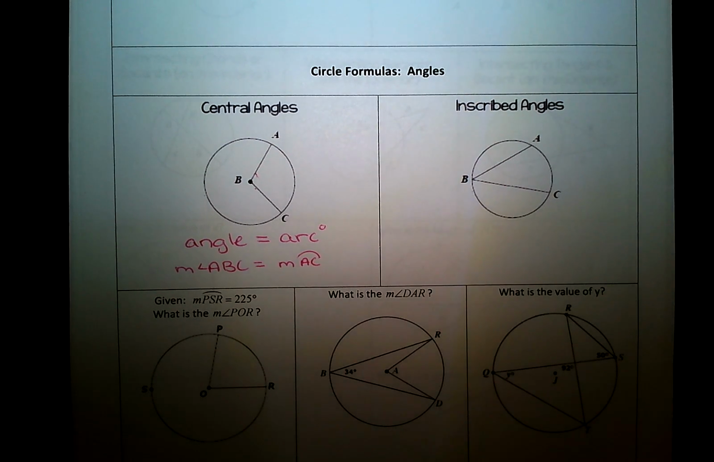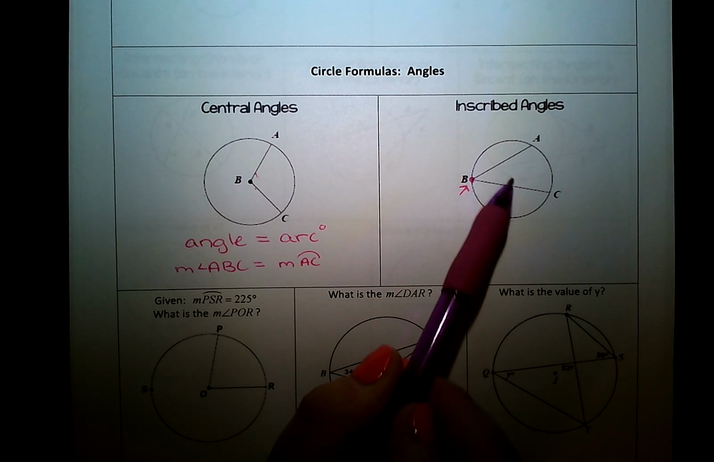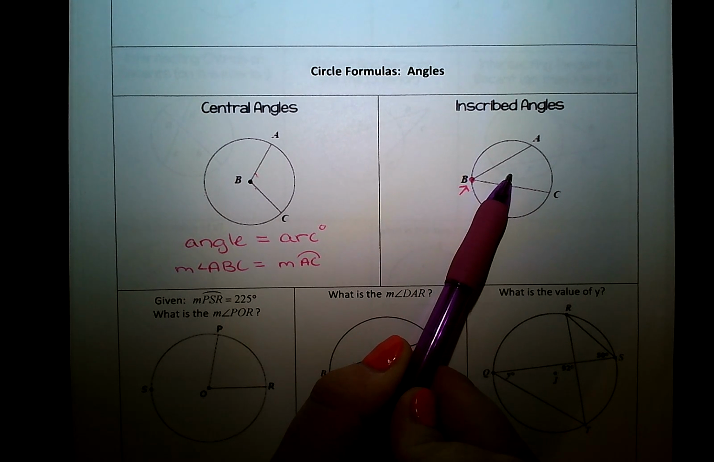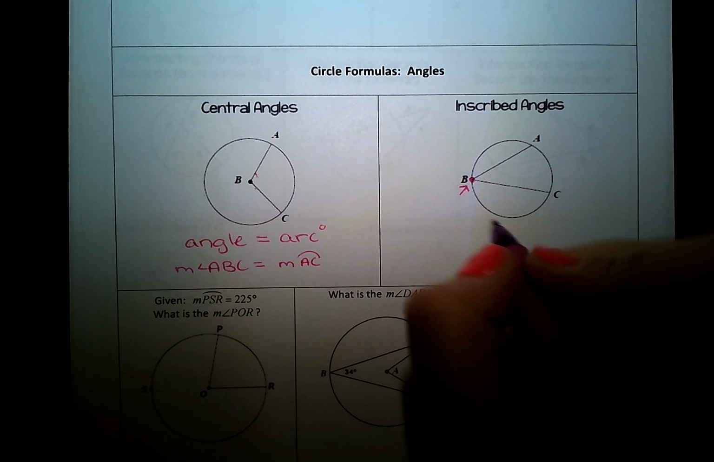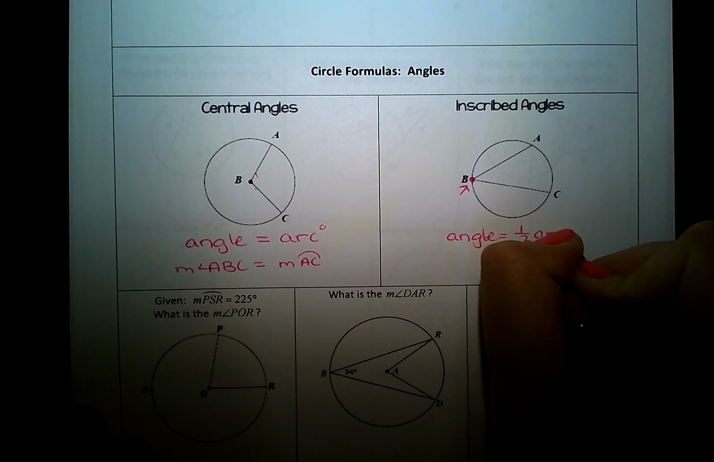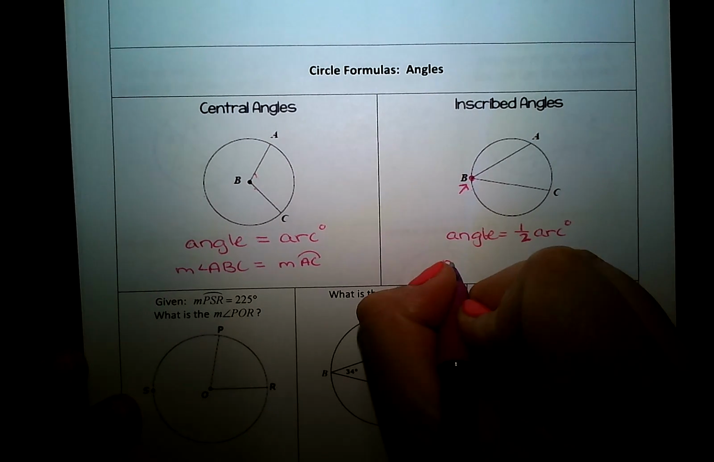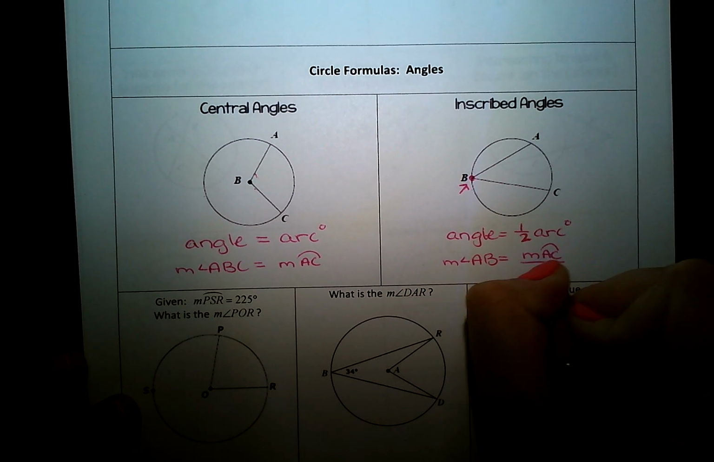Another fairly simple formula to know is the inscribed angle formula. An inscribed angle is an angle where the vertex is on the edge of the circle. Look at where that vertex is. It's on the edge of the circle. So if the center is about here, this vertex has been stretched twice as far to be attached to the edge of the circle. So what happens is the angle is now equal to half of the arc's degree. So here, the measure of angle ABC is equal to the measure of arc AC divided by 2.